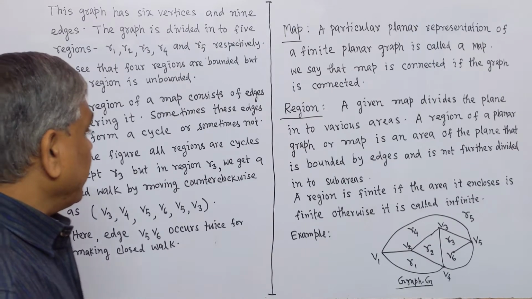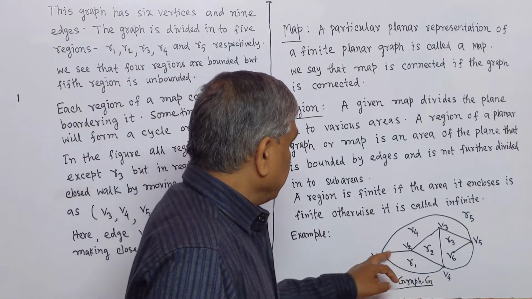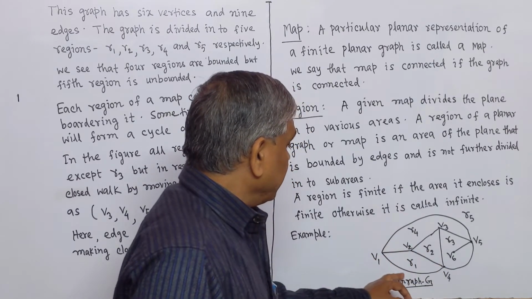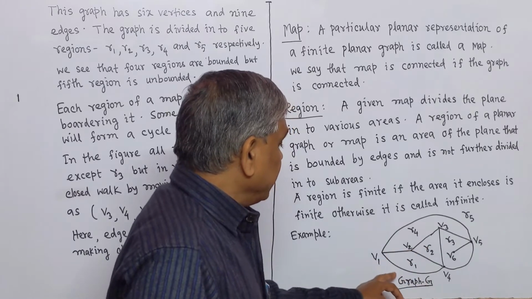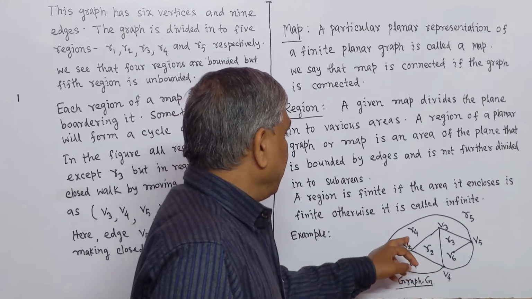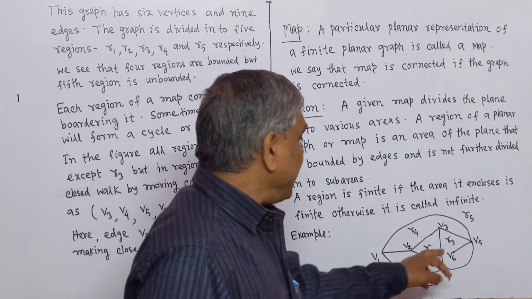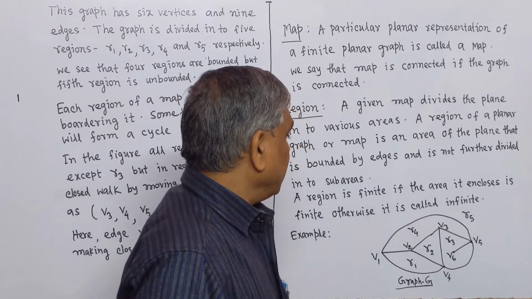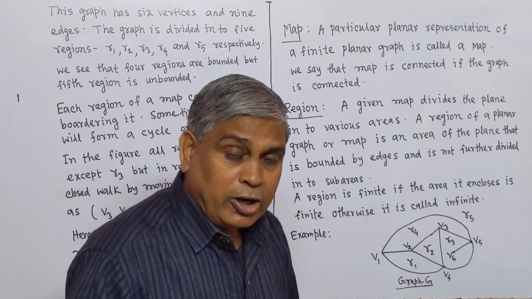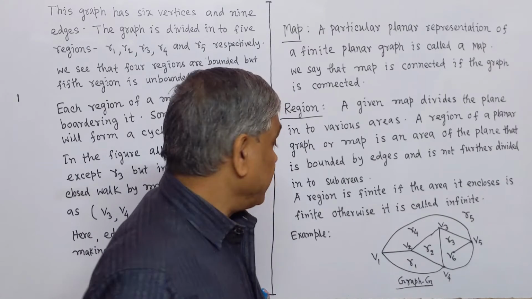Here for region R1, we see that the edges bordering it form a cycle. Similarly, R2, R4 and R5. But in the case of R3, the edges bordering it do not make a cycle but a closed walk.